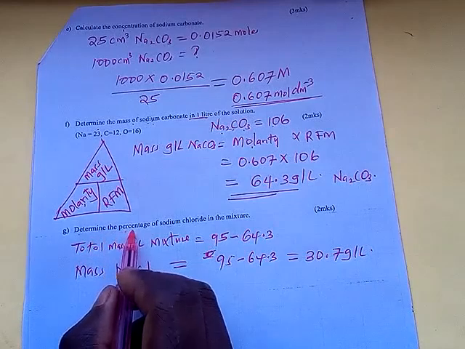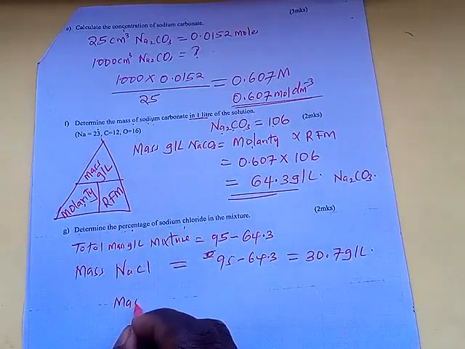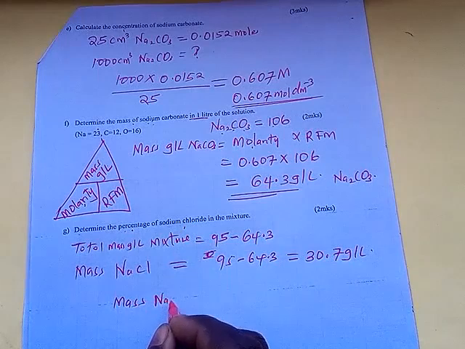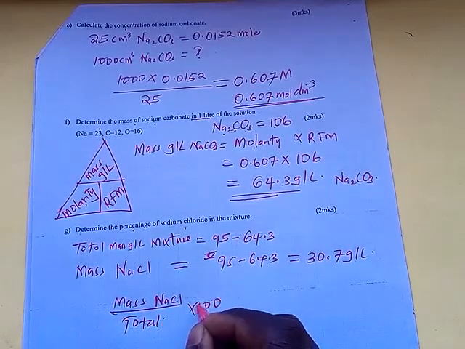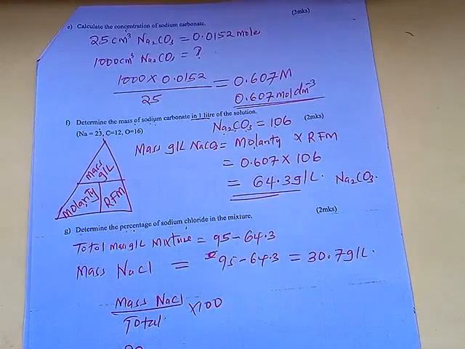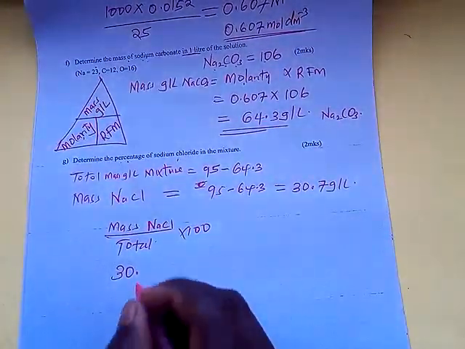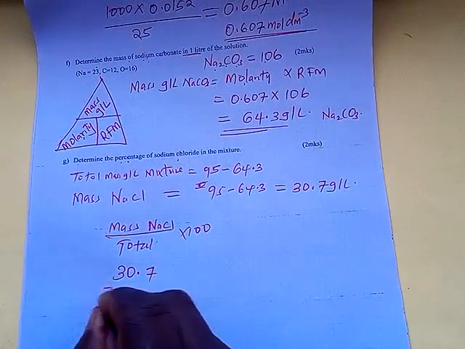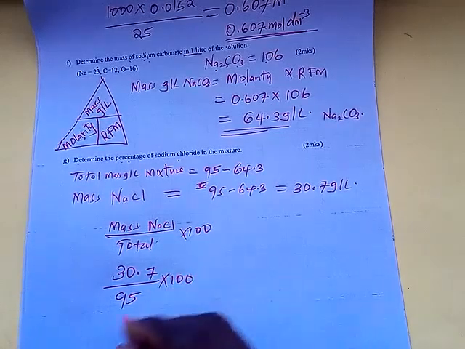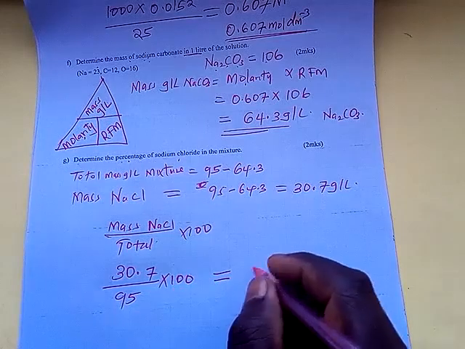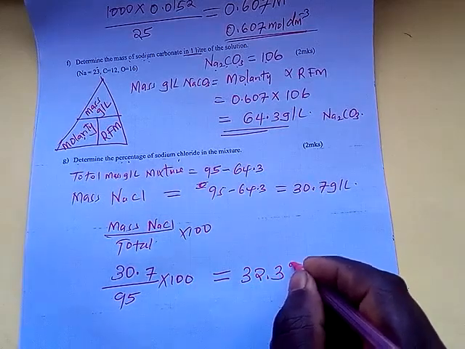But we are asking to calculate percentage. How do you calculate the percentage of sodium chloride? So we will have the mass of sodium chloride divided by total mass times 100, and we will get the percentage. That is now 30.7 divided by the total mass, which is 95, times 100, and this one will give us 32.3%.